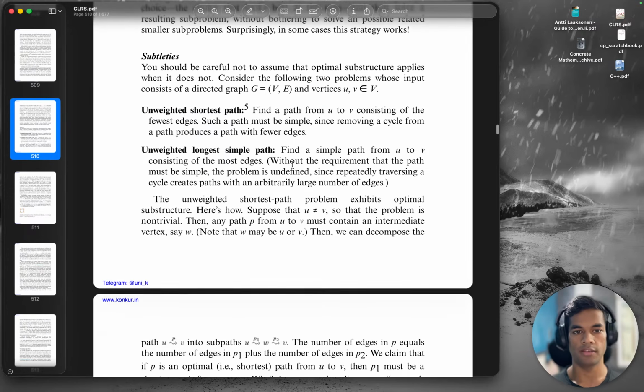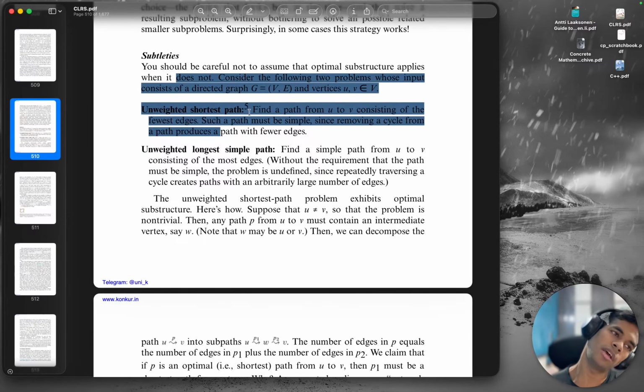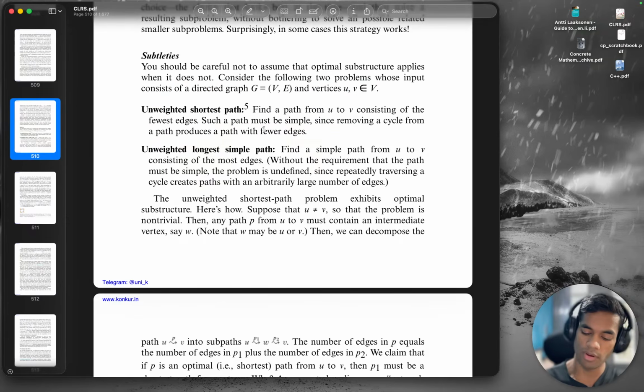Unweighted shortest path. Find a path from u to v consisting of the fewest edges. Such a path must be simple, since removing a cycle from the path produces a path with fewer edges. Yep. That is one problem, and I think it has optimal substructure because at every node we have a bunch of choices, and that results in a bunch of subproblems, and we have to solve those subproblems to find the optimal solution to our bigger problem.